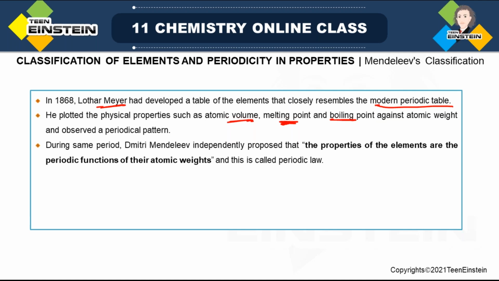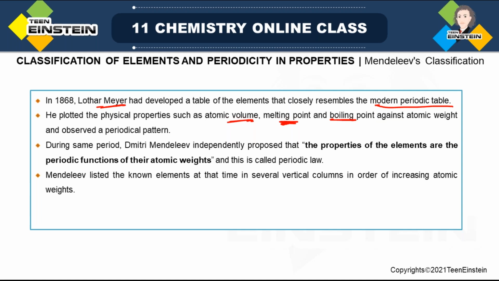Now, this statement of Mendeleev is very close to the modern periodic table, right? Though the modern periodic table is not based on periodic function of atomic weight, it is actually based on atomic number. But if you consider 1868, that time period, obviously this is a really developed law compared to the other laws that we have discussed. He listed the known elements present at that time in several vertical columns in order of increasing atomic weight. When you see the picture, it will be clear.